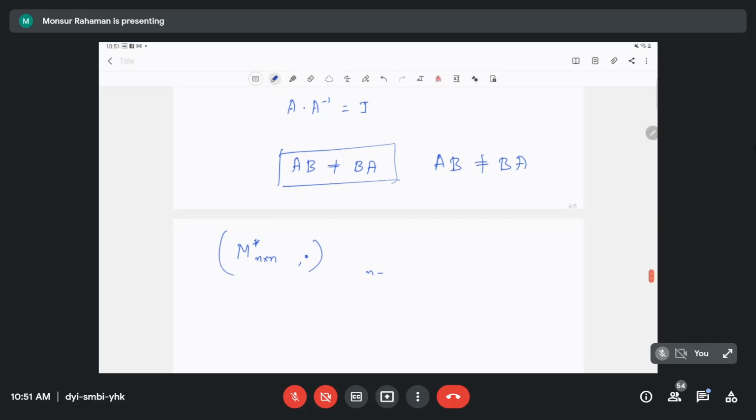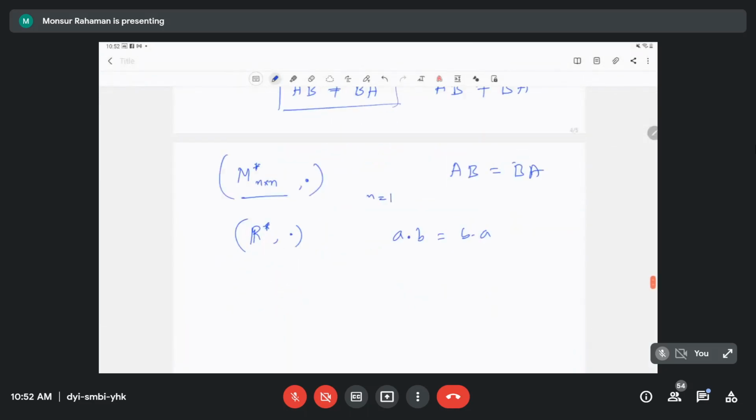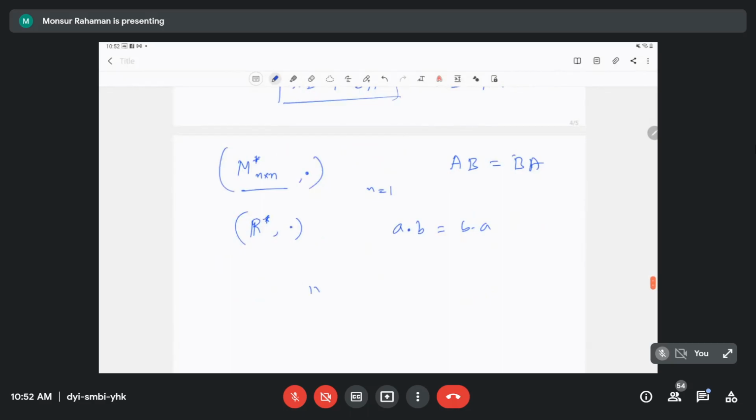If n is equal to 1, then it will be an abelian group, because then it will be nothing but R star dot, na? Abelian group, because AB equals BA. For a matrix it is not abelian. This is not commutative, AB is not BA. But if it is a 1 by 1 matrix, and a 1 by 1 matrix means a real number, na?